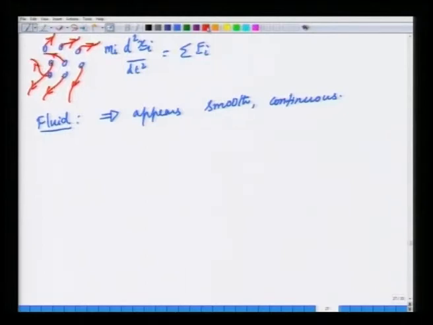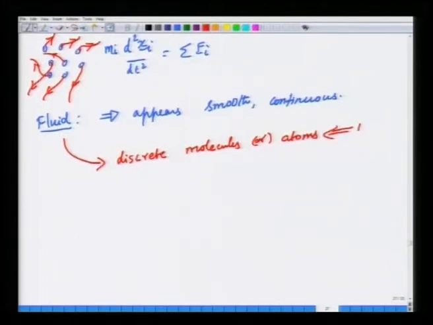But the ultimate reality is that a fluid is comprised of discrete entities, which could be molecules or atoms. This is a reality, but we do not perceive this reality using our normal senses. We do see a fluid as a smooth and continuous medium.